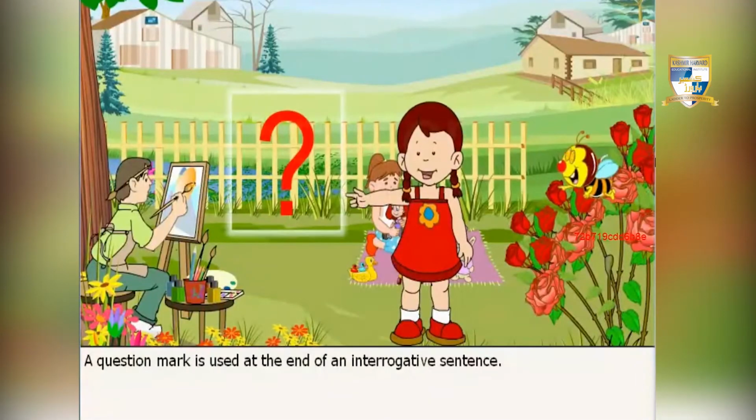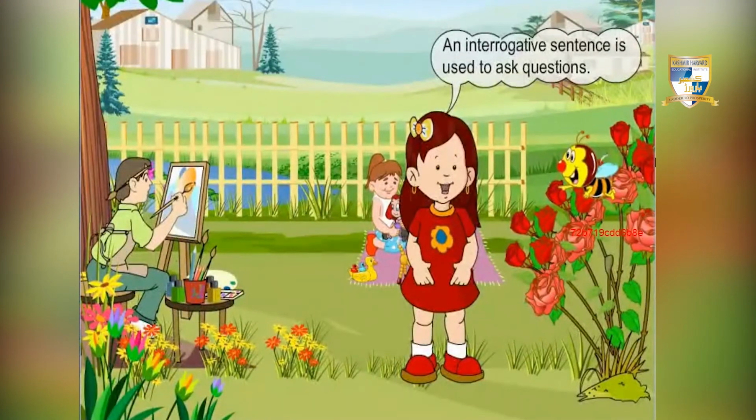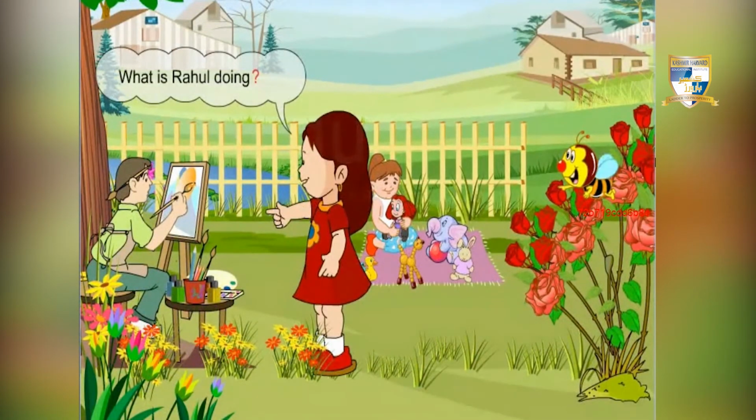Can you identify this punctuation mark? Well, this is a question mark or the mark of interrogation, which is placed at the end of an interrogative sentence. An interrogative sentence is used to ask questions. For example, what is Rahul doing? A question mark has been placed at the end of this sentence as it is a question statement.